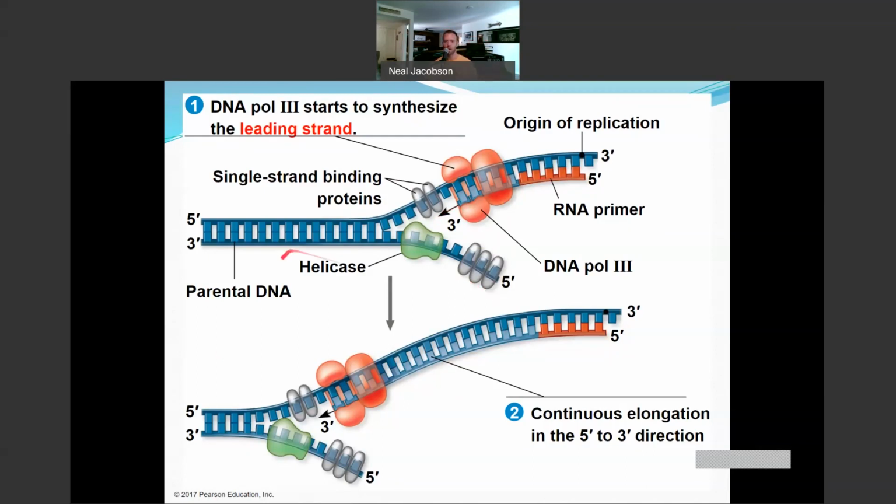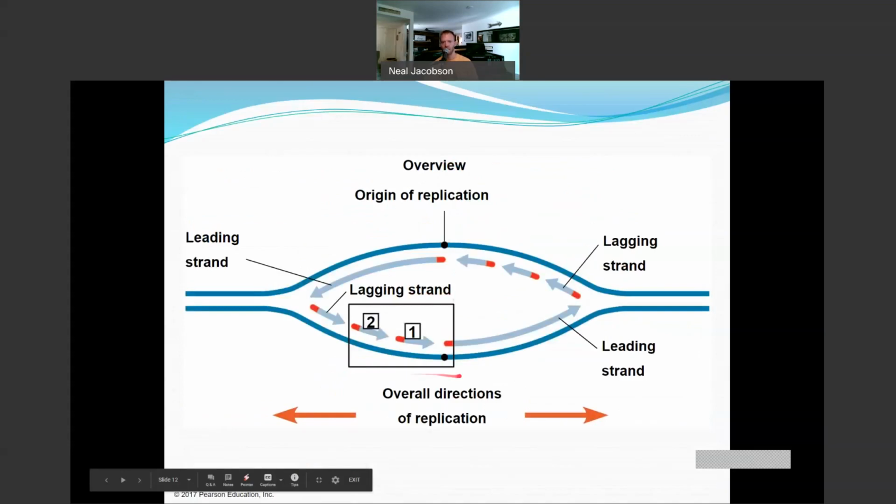Helicase, single-stranded binding proteins, they're all doing their job. And so on this leading strand, helicase is unzipping it, and the DNA polymerase 3 is just going to be continuously elongating in a 5' to 3' direction. Okay. Now let's deal with the lagging strand. So now we're going to look down at the lagging strand.